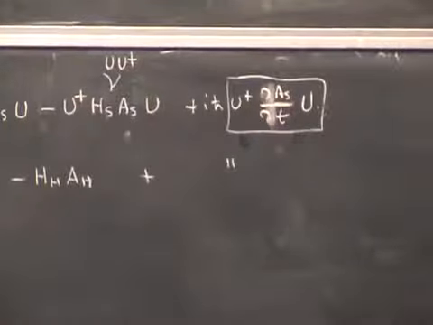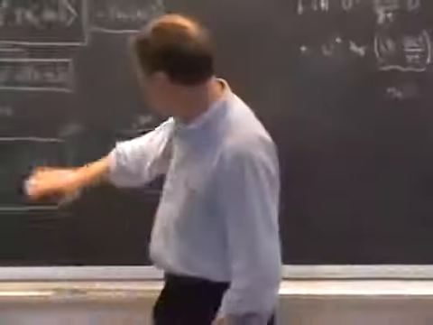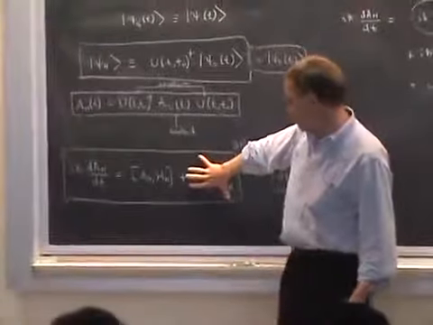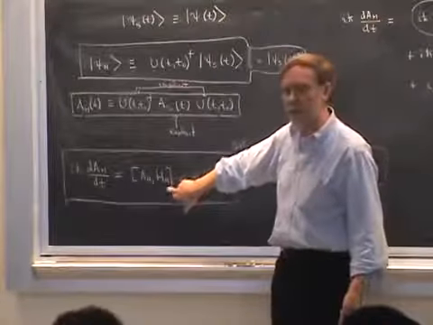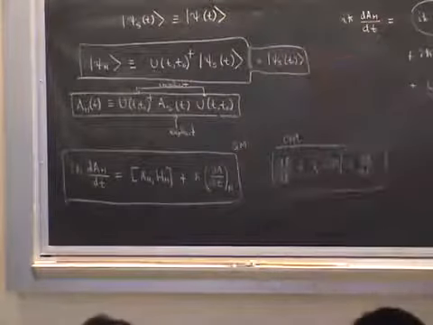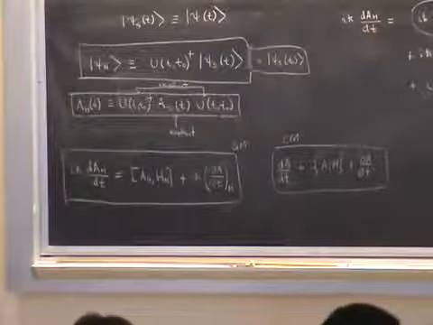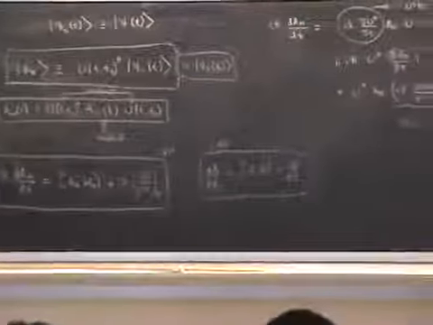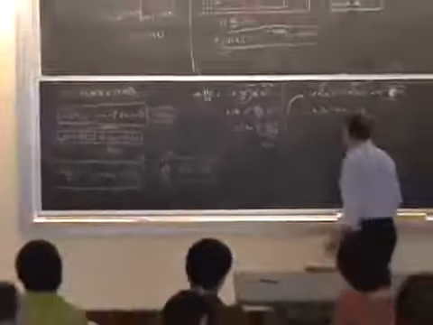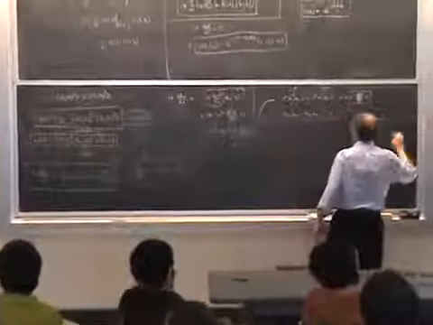Of course, in many cases, the operators have no explicit time dependence, in which case this last term vanishes, and then the Heisenberg equations of motion are just a commutator with the Hamiltonian. All right. Now, some further remarks about the Heisenberg picture.